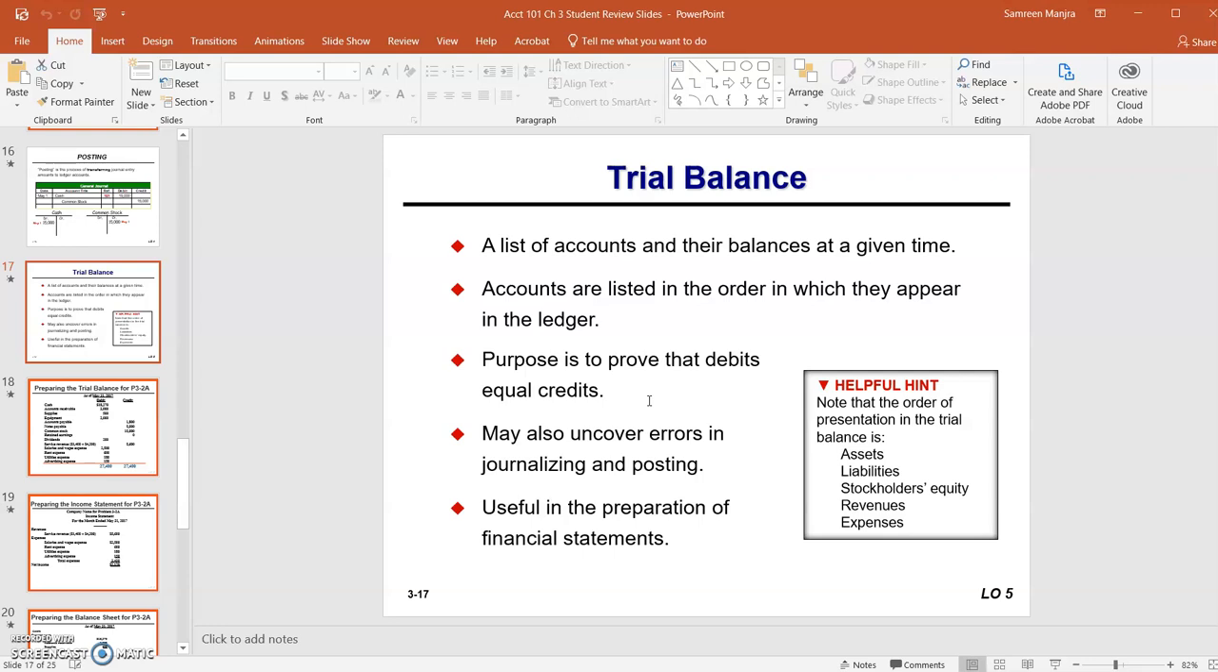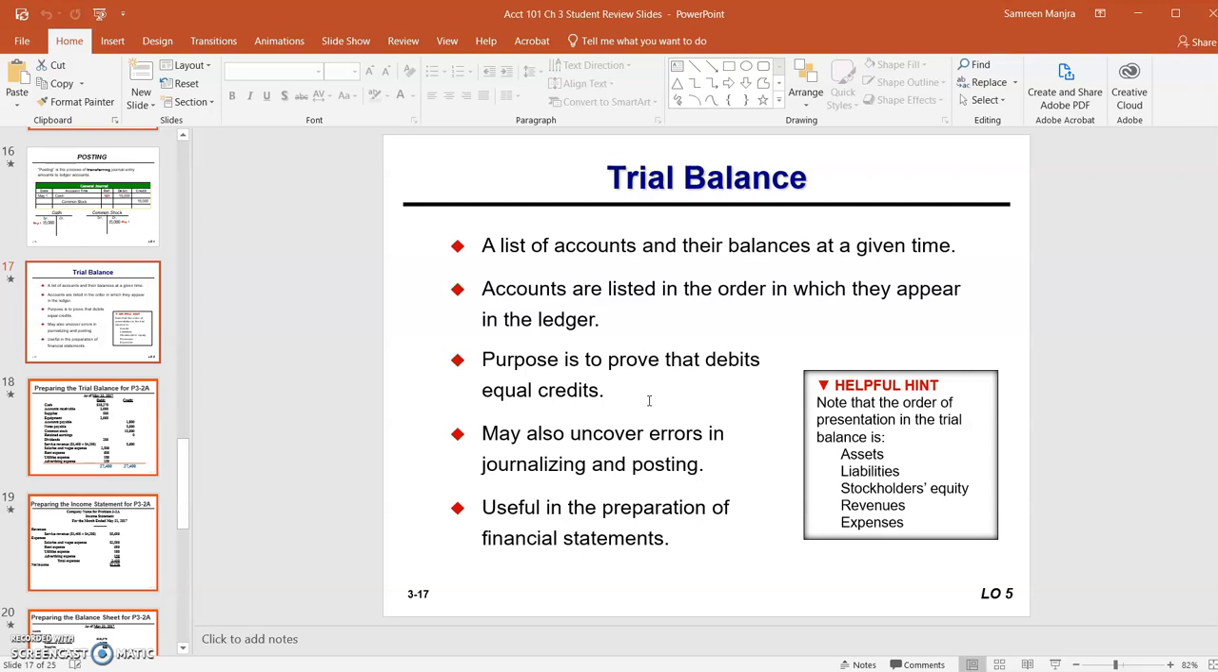And we want to look at the total, and we want to make sure that the total debits equals the total credits. When you have this trial balance, if these two amounts do not equal, this may help uncover some errors in journalizing and posting.